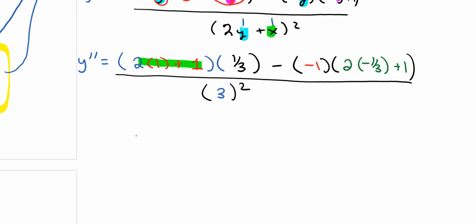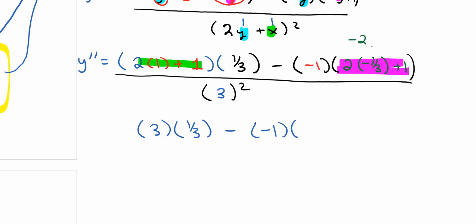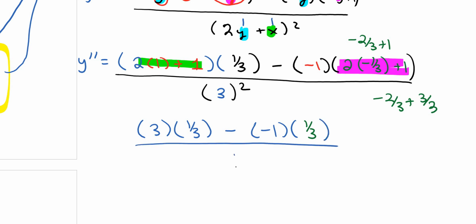So over here in green, that's going to have a value of 3. 3 times 1/3 minus, this will be negative 1 times. Now this expression right here, we have to do a little bit of work there. That's negative 2/3 plus 1. And negative 2/3 plus 1 is the same thing as negative 2/3 plus 3 over 3, which is going to be 1/3. So this will be 1/3 right there. And then I will close the bracket here. All divided by 9, I believe. So 3 to the power 2 is 9.